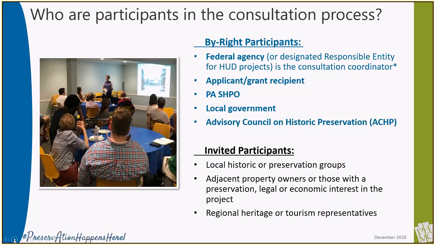So who are the participants in the Section 106 consultation process? The federal agency, applicant, SHPO, local government, and the ACHP, the Advisory Council on Historic Preservation, all shown in blue on this slide, are by right consulting parties who have the right to participate by law. The ACHP must be notified if there is the potential for an adverse effect and given a chance to comment.